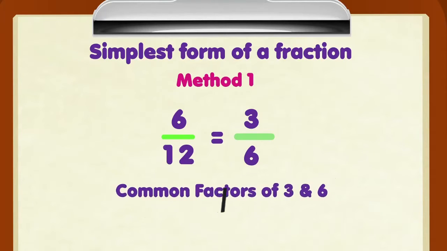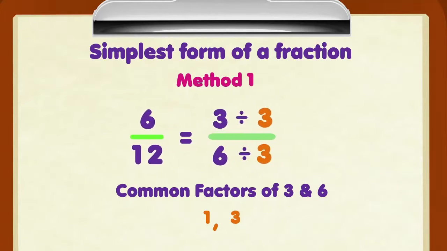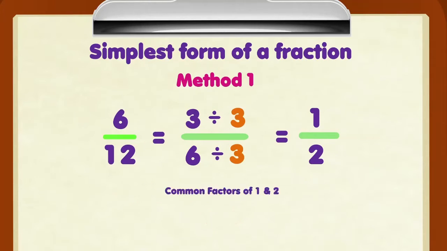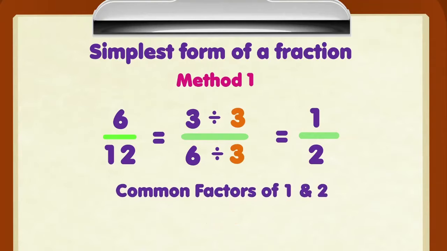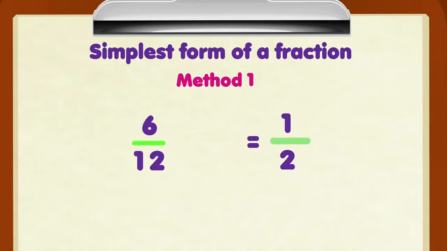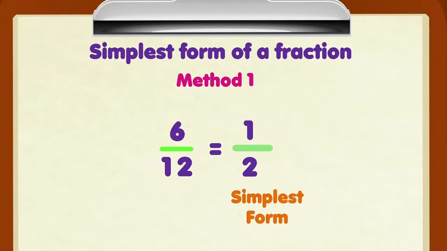The common factors of 3 and 6 are 1 and 3. Again, divide the numerator and the denominator of the fraction by 3. We get 1 upon 2. 1 upon 2 is also an equivalent fraction of 6 upon 12. 1 and 2 do not have any common factor other than 1. Thus, the simplest form of the fraction 6 upon 12 is 1 upon 2.